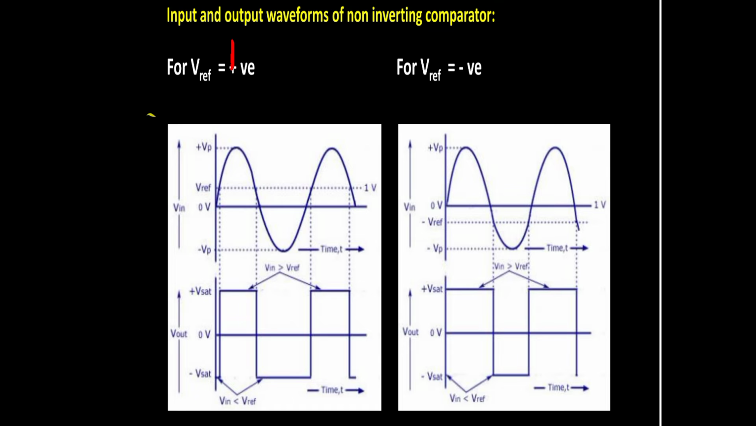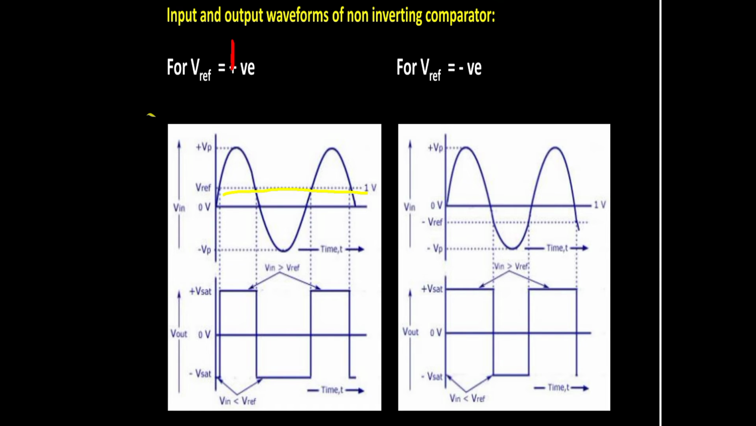Suppose this sinusoidal wave is our input. Consider the positive V reference, that is this dotted line. This dotted line indicates the positive V reference. If our input is greater than the positive V reference, then our output is plus Vsat. If the input is less than the V reference, then the output is minus Vsat.